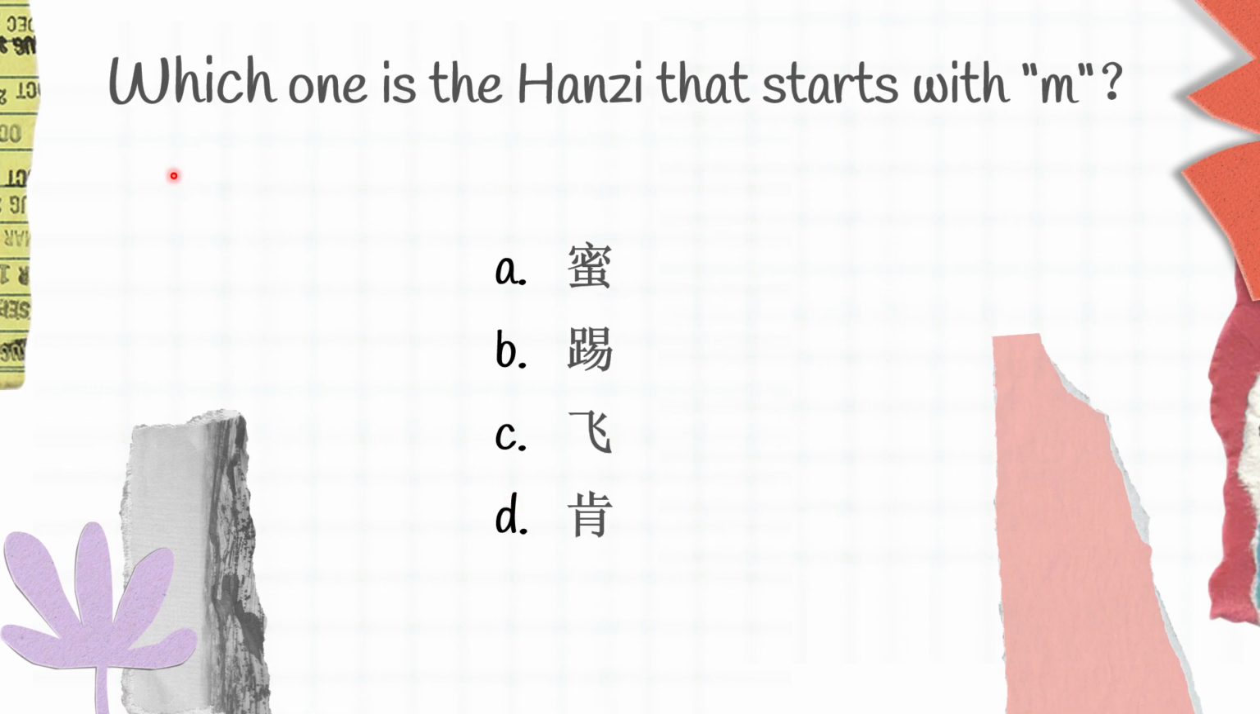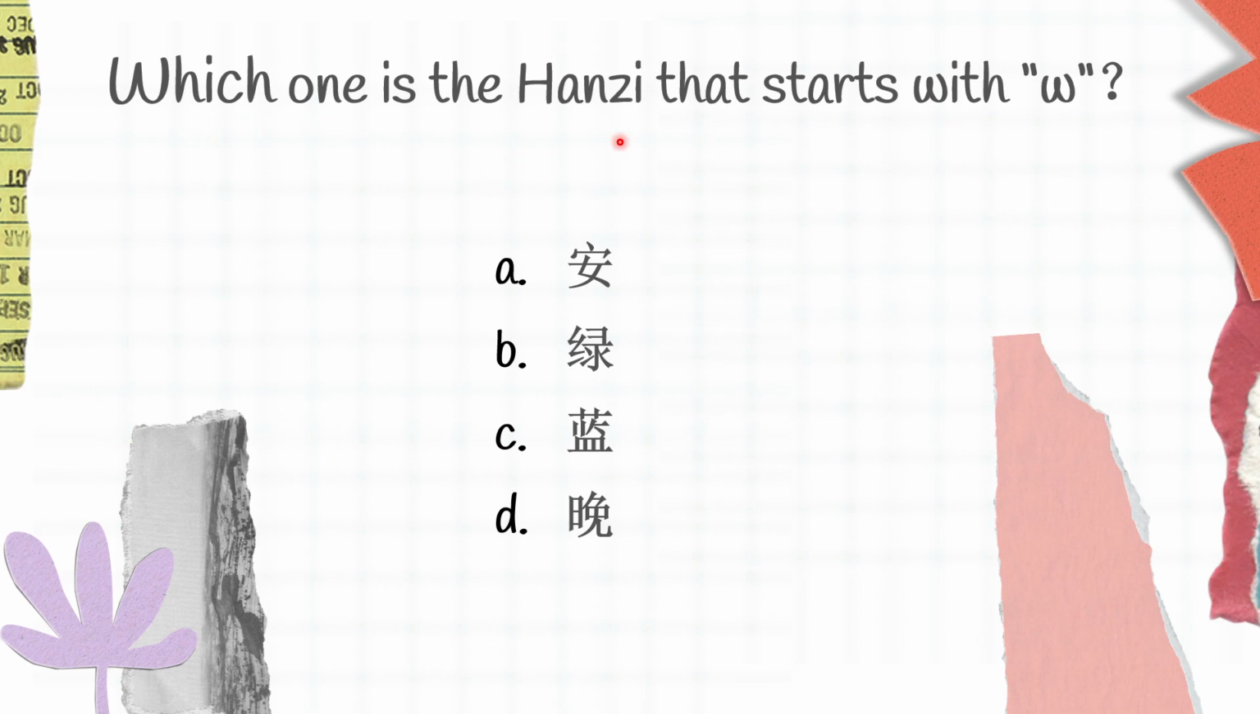Moving on to the next question. Which one is the hanzi that starts with this letter? You can try to recall first. A is me, B is T, C is Fei, and D is Kan. And of course, A is the right answer for this question.